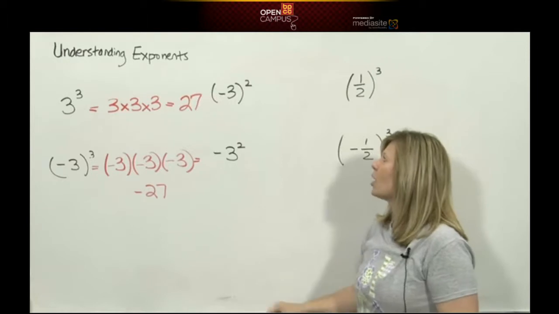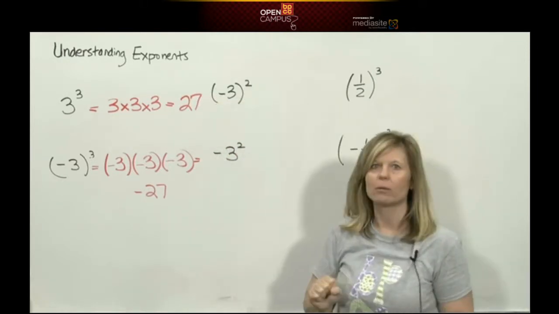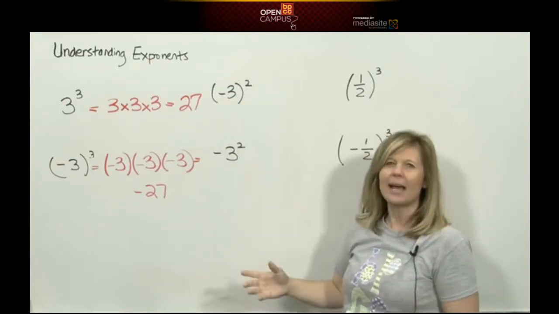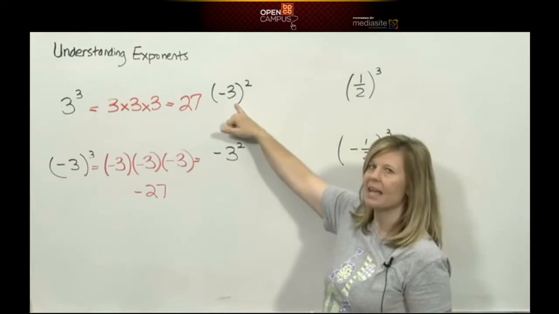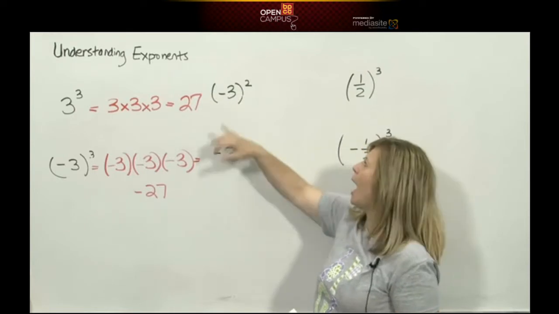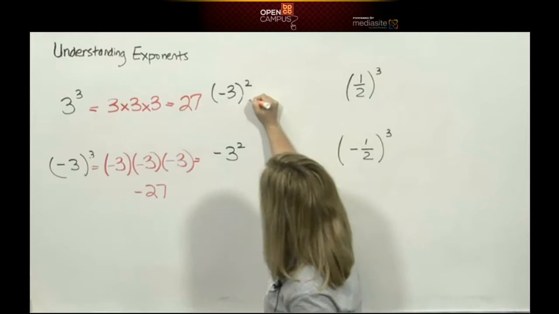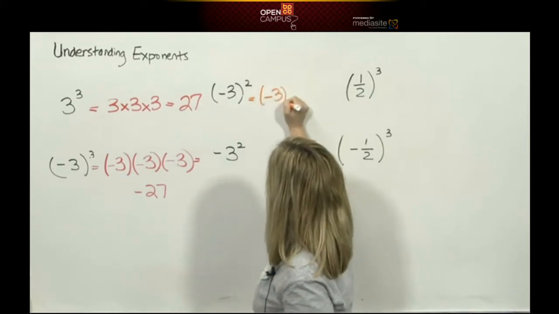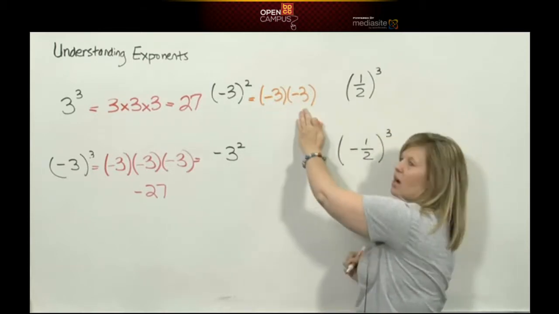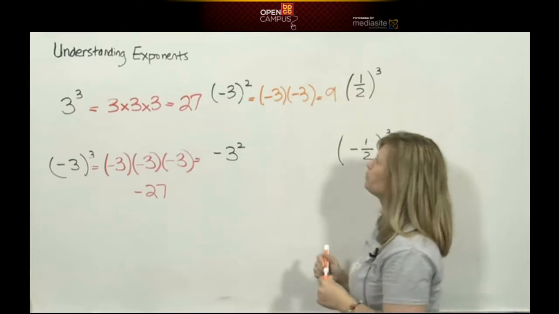Okay, let's go to our next expression. This is read negative 3 squared, or negative 3 to the second power. Okay, again, who is the base? Very good, it's negative 3. The parentheses show that's all the base. How many times do I want to write this base? I want to write it twice. So this expression is negative 3 times negative 3. That's what it means. And a negative times a negative is a positive, and 3 times 3 is 9.